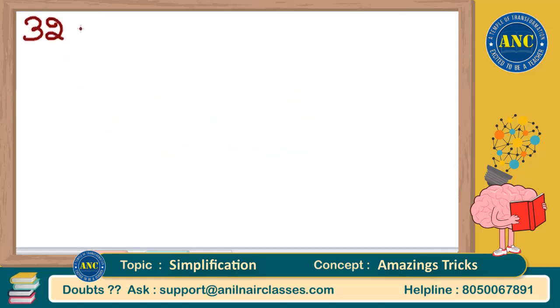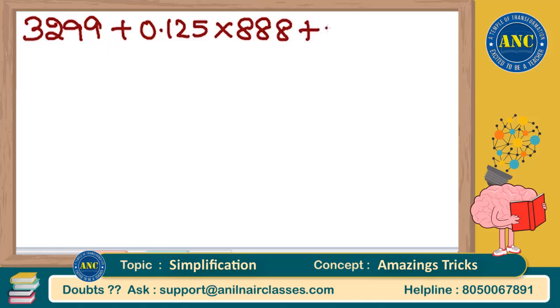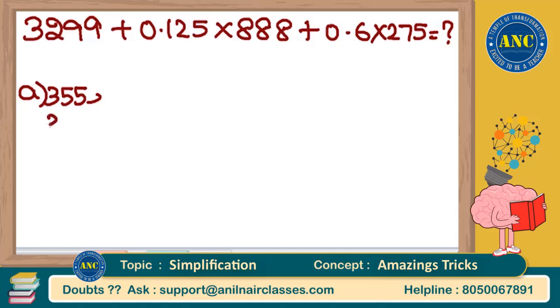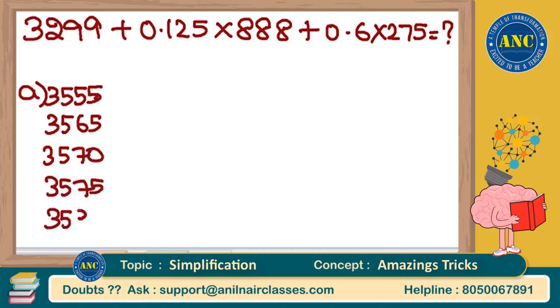See this question. 3299 plus 0.125 into 888 plus 0.6 into 275 is equal to question mark. Your answer options are 3555, 3565, 3570, 3575, and the last option is 3580. These are your answer options. Now again listen carefully. This is where I always emphasize to my students not to miss my classes.